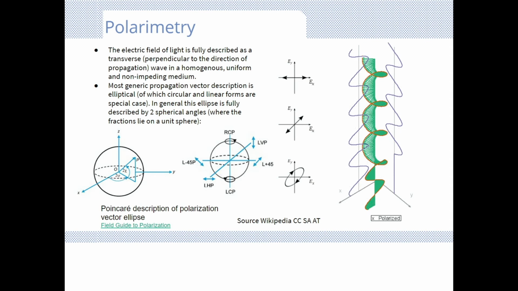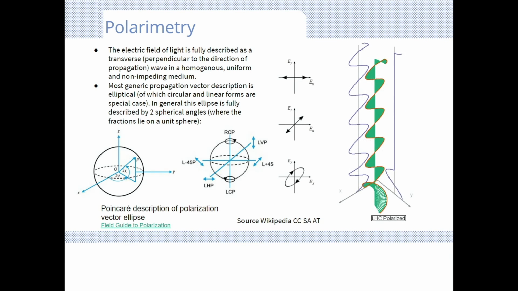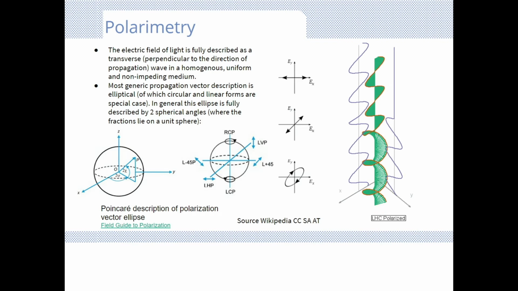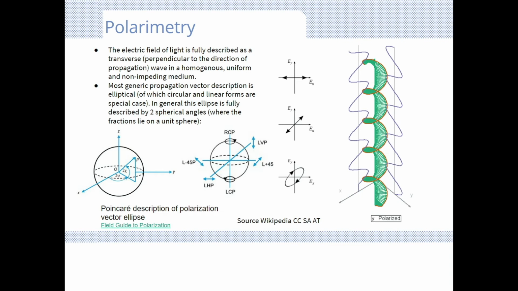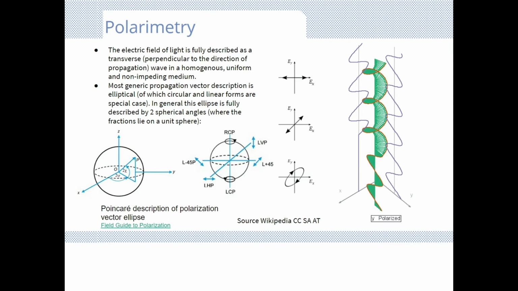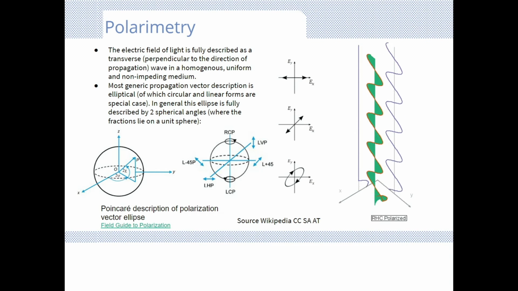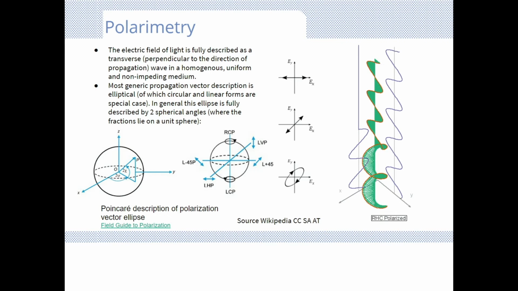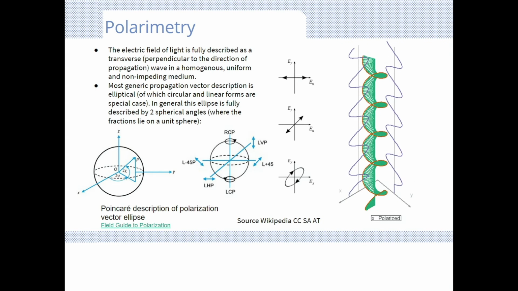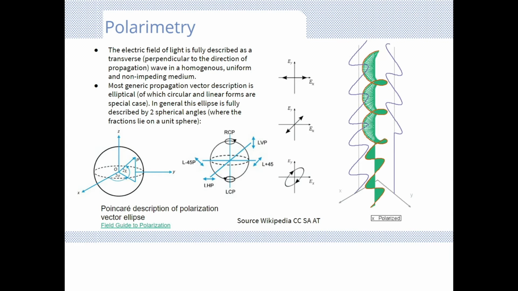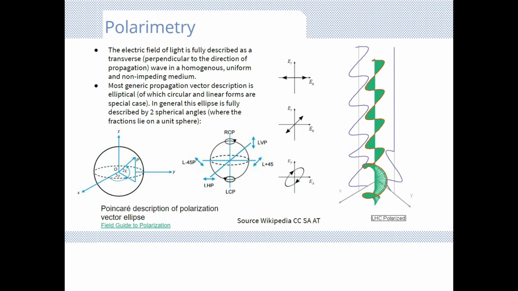So if you have an unpolarized signal, it just means that you have a signal that has equal power in one direction and the other direction. We can fully describe this propagating signal by just two orthogonal bases, let's say a horizontal and a vertical basis, or a left and right circular basis.